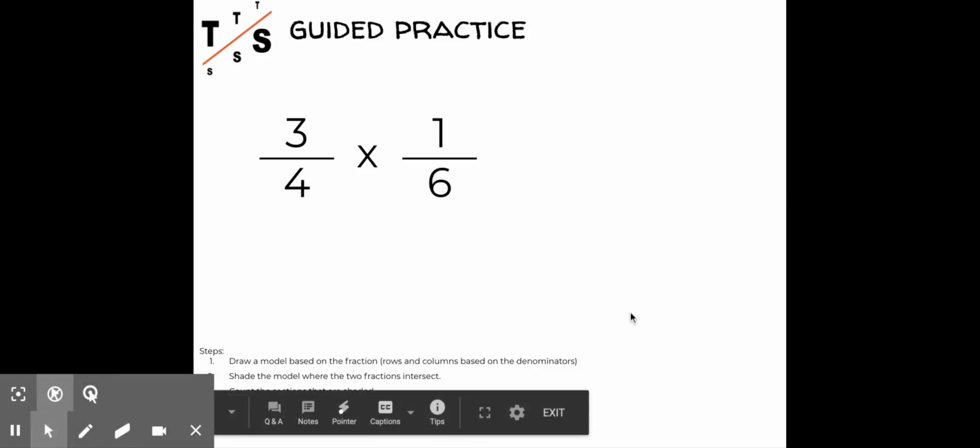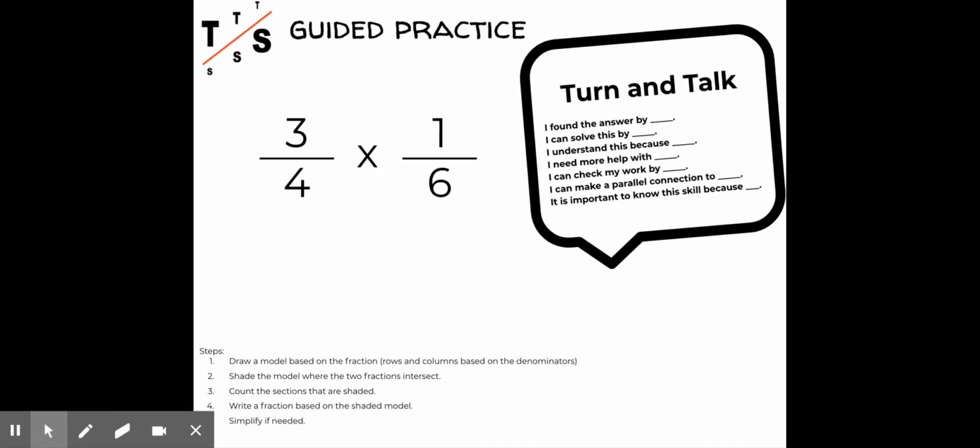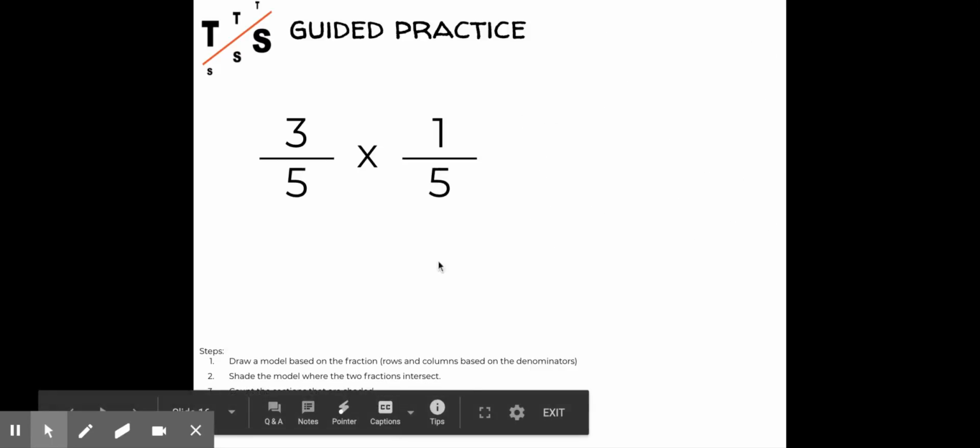Now let's talk about it. I can make a parallel connection to making an array because I use the array strategy to help me multiply when I'm finding the denominator. All right, let's try this one.